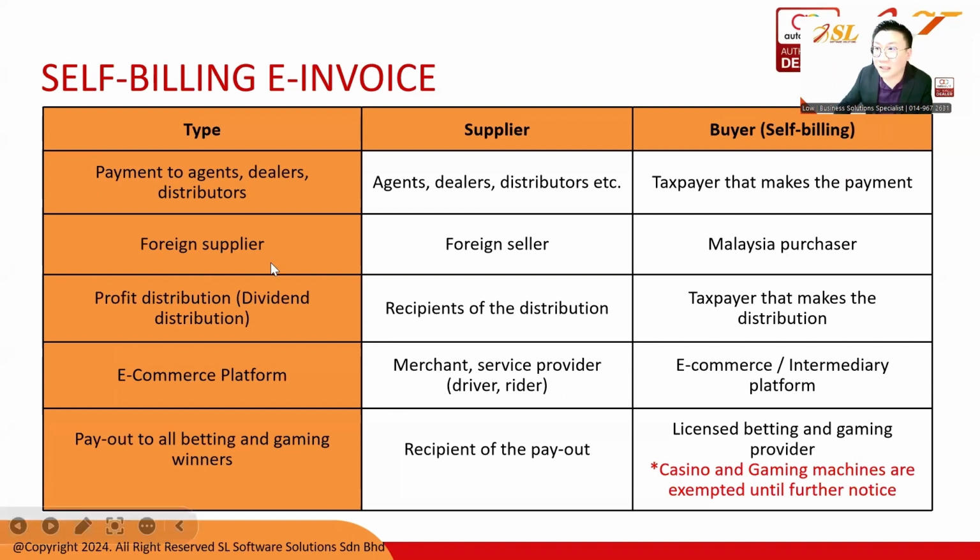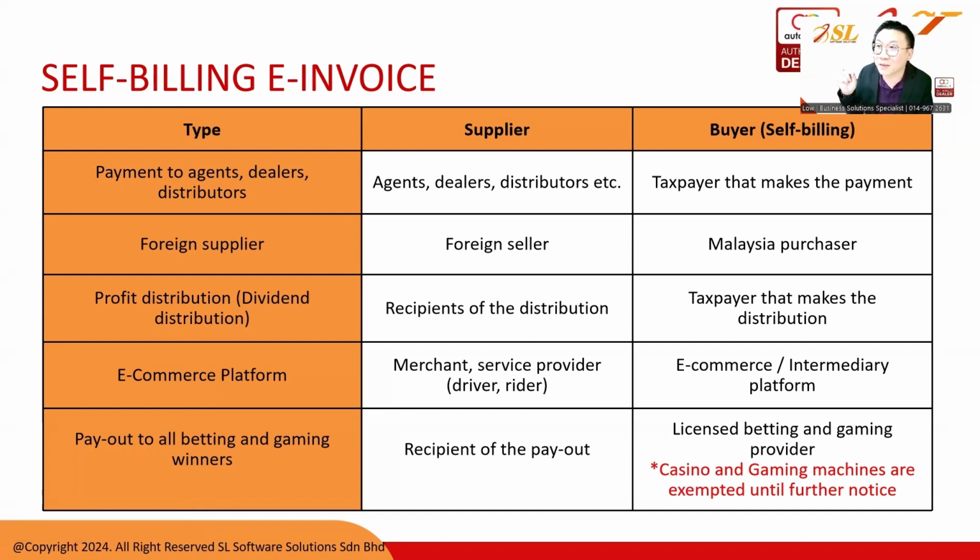Foreign supplier, import. So we import, so we also need to prove the expenses from the import. Okay, so this one also does self-billing. Dividend distribution or profit distribution. Why, just now I said extended, now here need to do the self-bill.